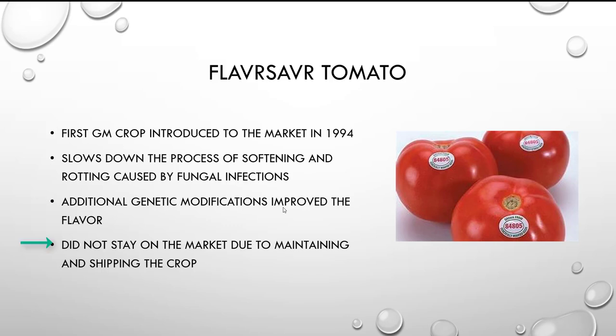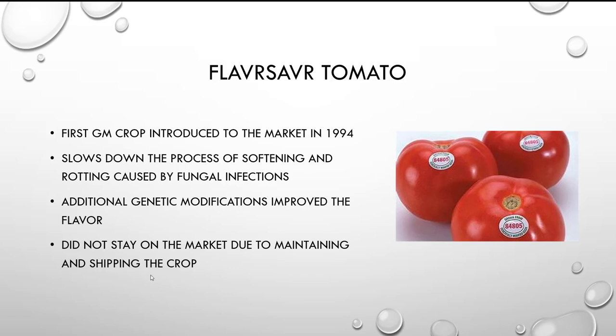You don't see them on the market anymore because they didn't really ship very well. They don't ship. But they were the first GMO crop, so that's why we're mentioning them. Okay, so that's the Flavr Savr tomato. And you can see this one, it says genetically modified seeds here.